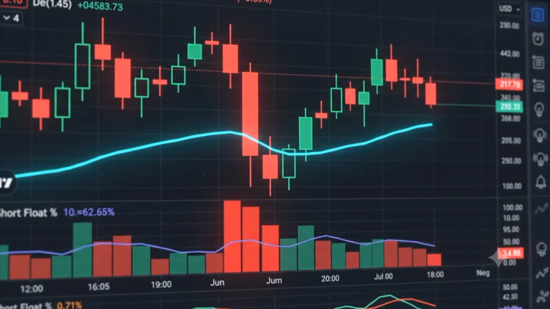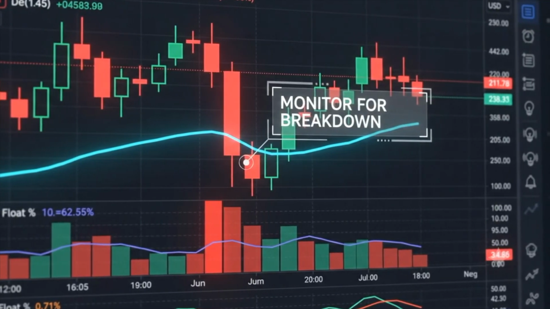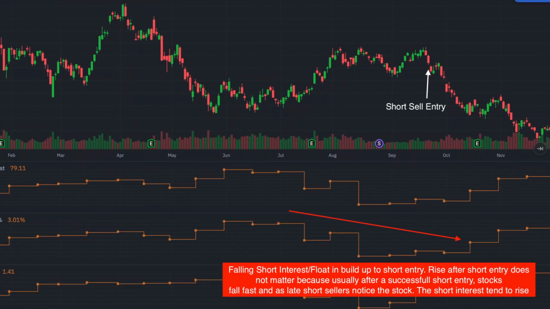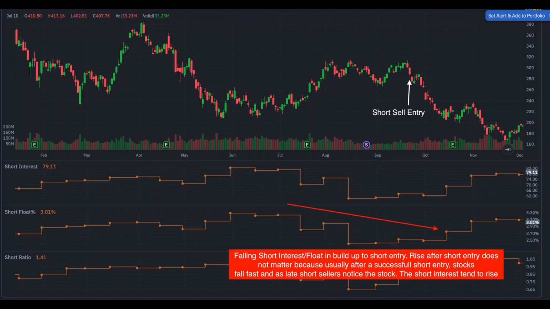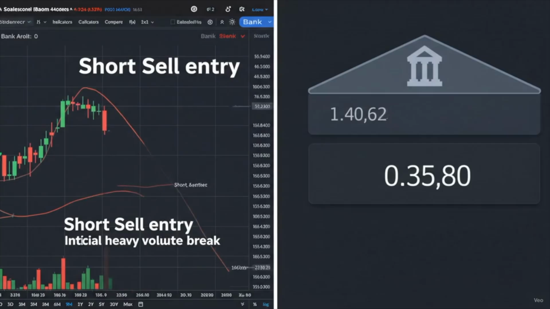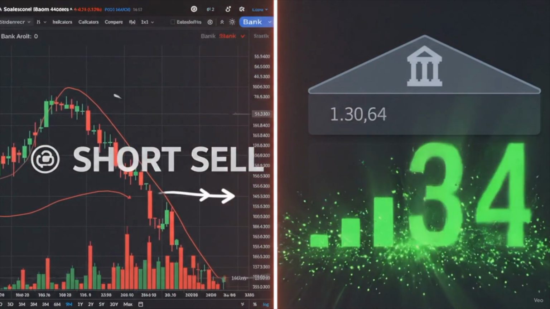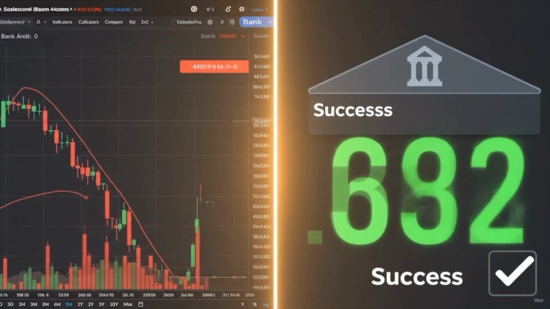Previously, we looked at how to identify potential short setups, when to begin monitoring a stock, and the key macro factors required for a high probability trade. In this video, we will focus on timing and execution. We break down the exact moment to enter a short position, focusing heavily on how to analyze the characteristics of the rally leading up to your entry.